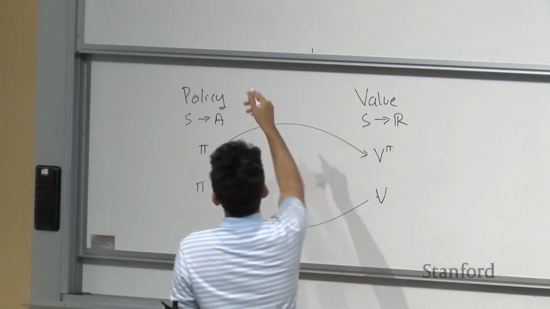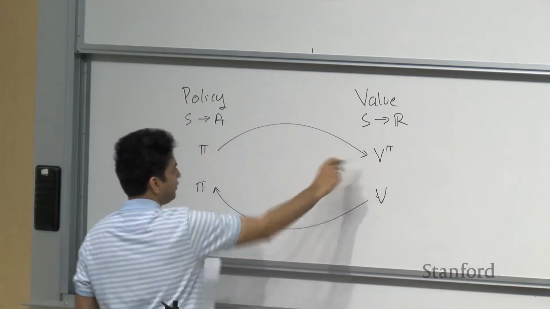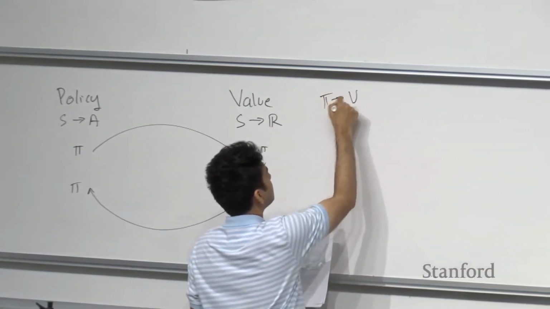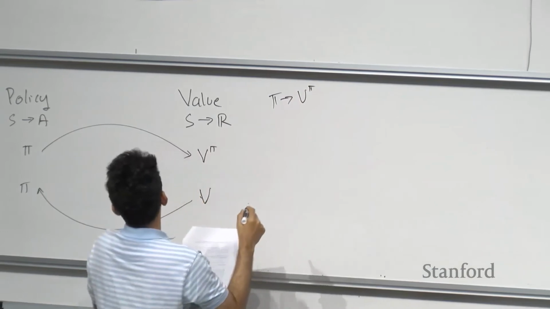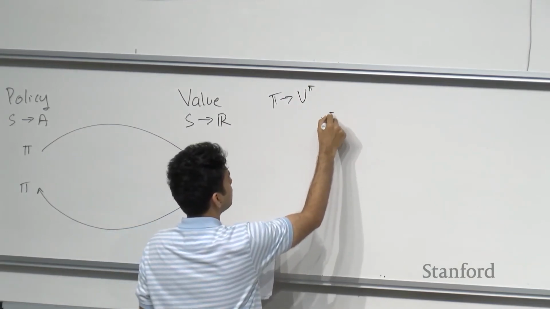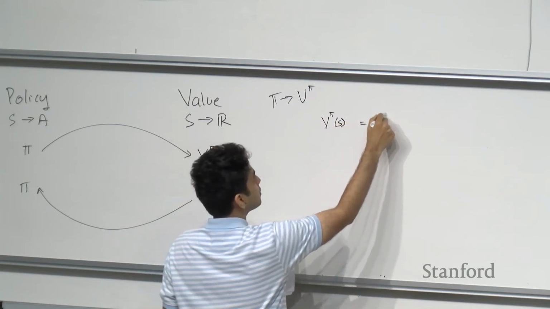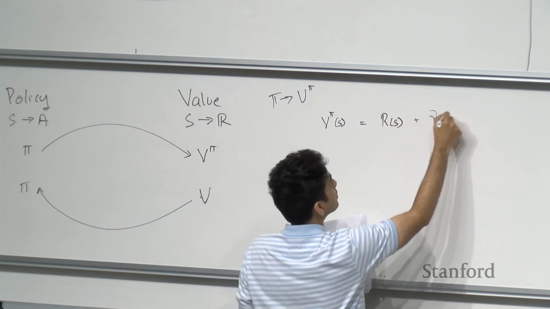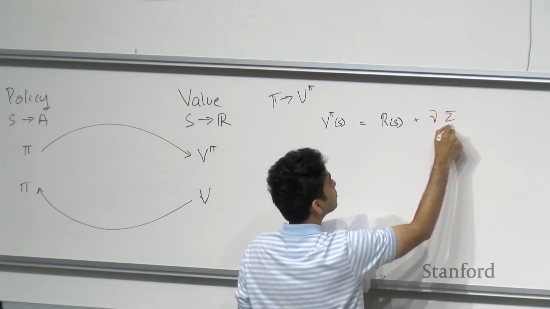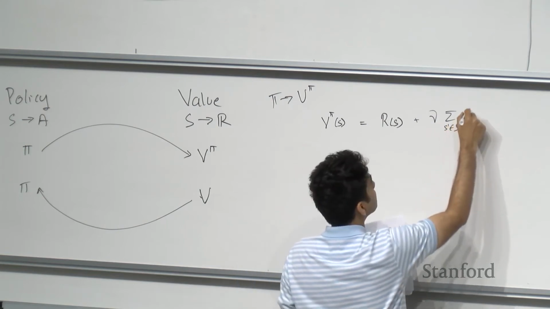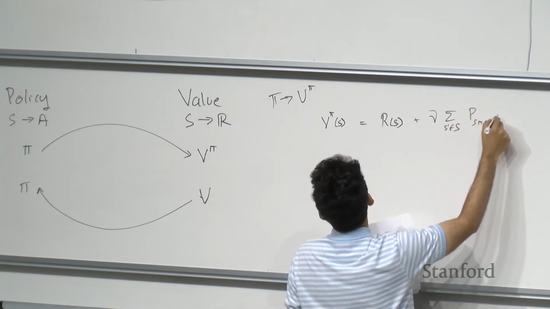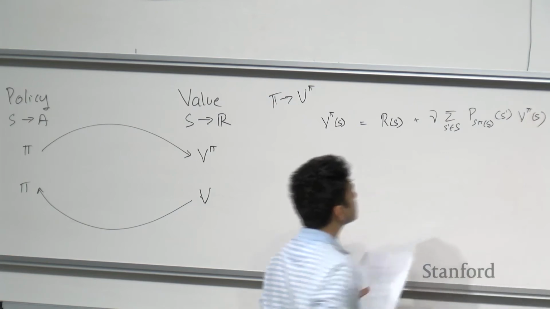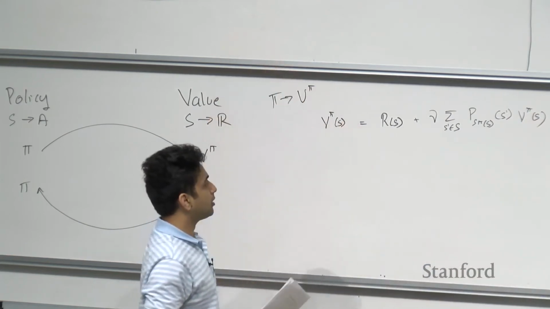So first let's talk about going from pi to v pi, right? For this, we start with the Bellman equation, right? v pi of s equals r of s plus gamma times the sum over s prime in S of p of s, pi of s, s prime times v pi of s prime. Right? So this is just the Bellman equation. I've just written it again.